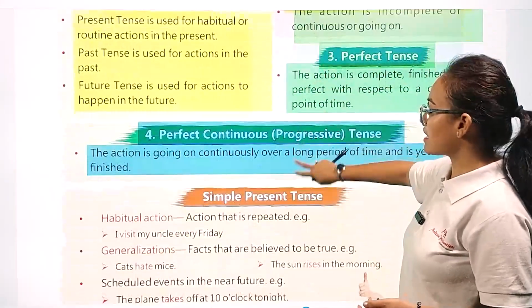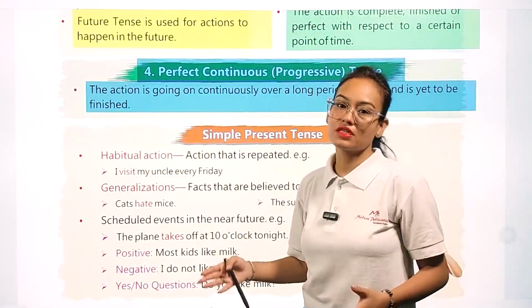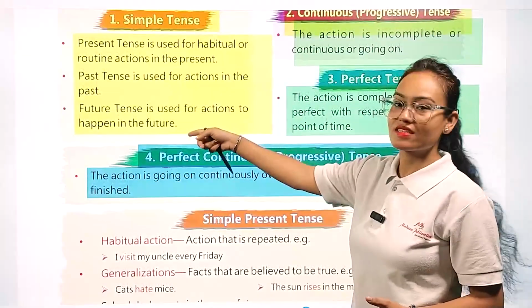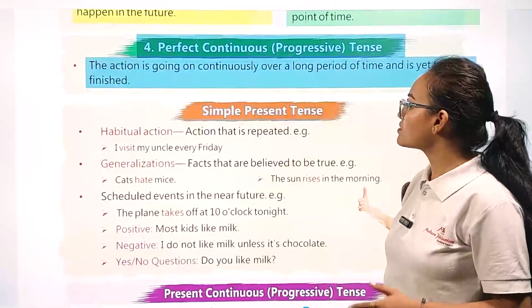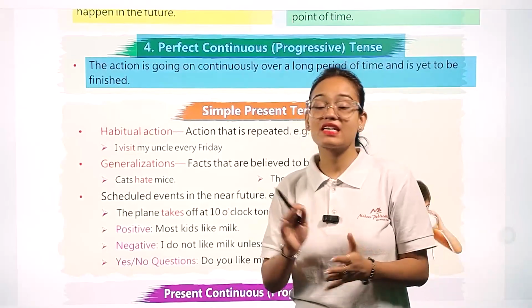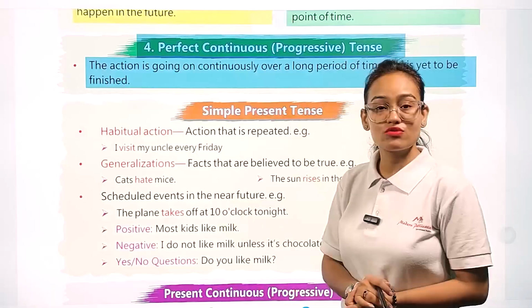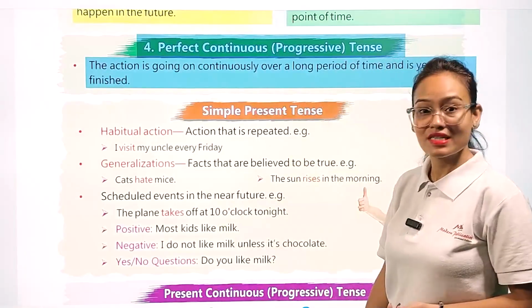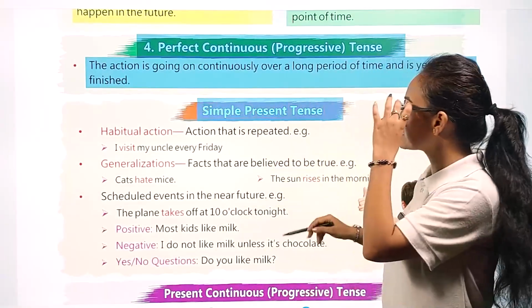Now apart from them, we are also going to see these 3 major tenses in detail. So the first one is simple present tense. The first major category which we are going to discuss is our simple present tense. Let's see what is the meaning of simple present tense.